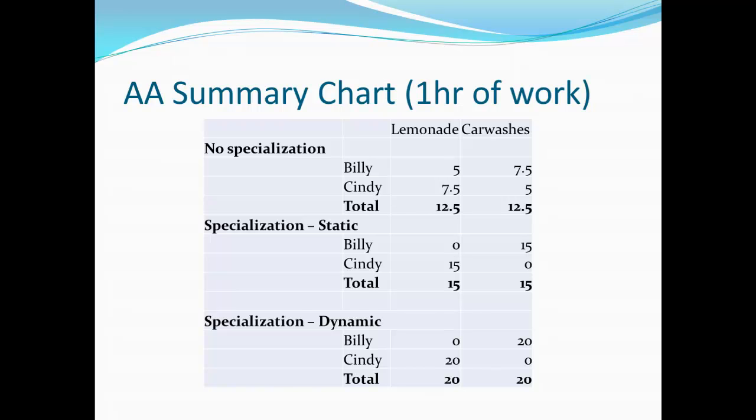Now when we go to the dynamic case, that is where learning happens, we find the gain is even greater. Billy, after the learning process, can now produce 20 car washes, versus the original where the two of them combined did 12.5, so that's a gain of 7.5 car washes. Similarly for lemonade, as Cindy has focused on lemonade, which she was best at, and then learned how to do it even better. So here we can immediately see gains from specializing in trading, just from the fact that we have different abilities in our ability to produce different things.